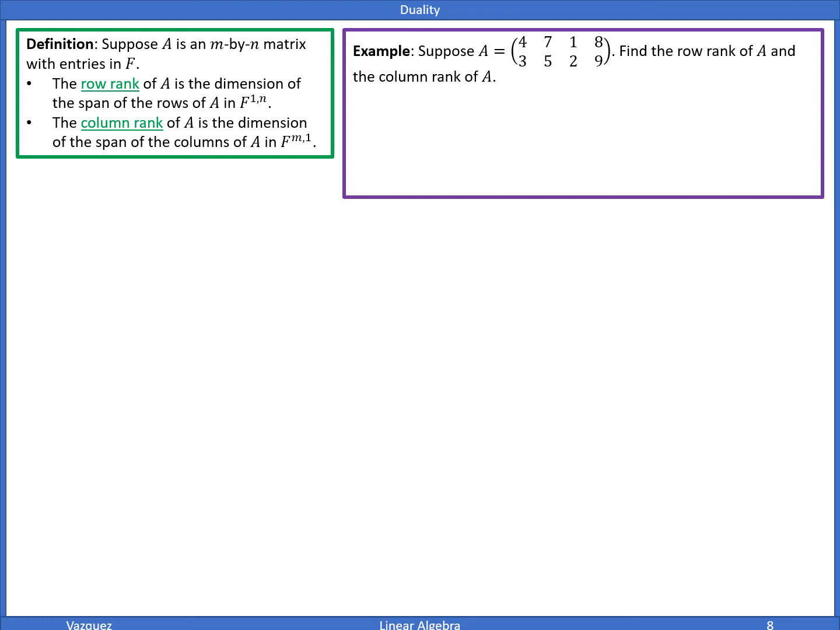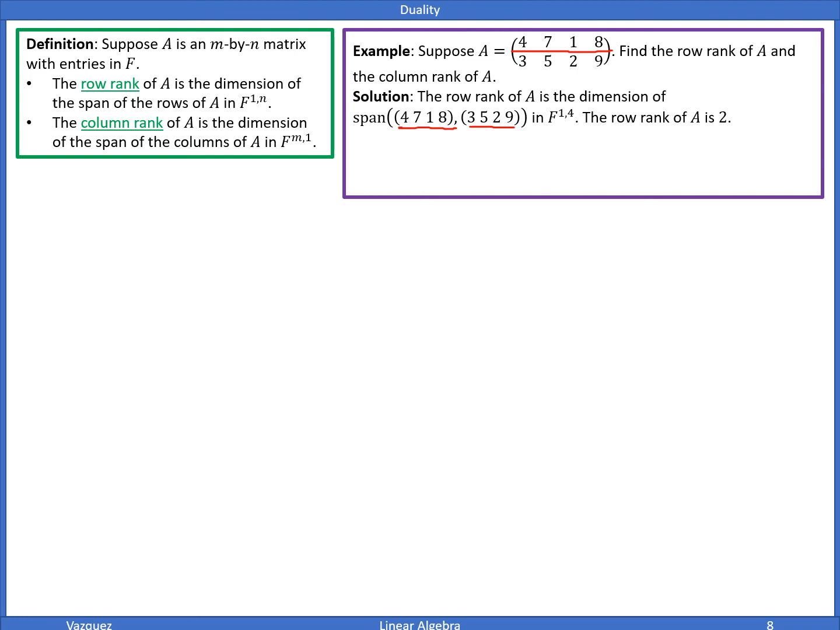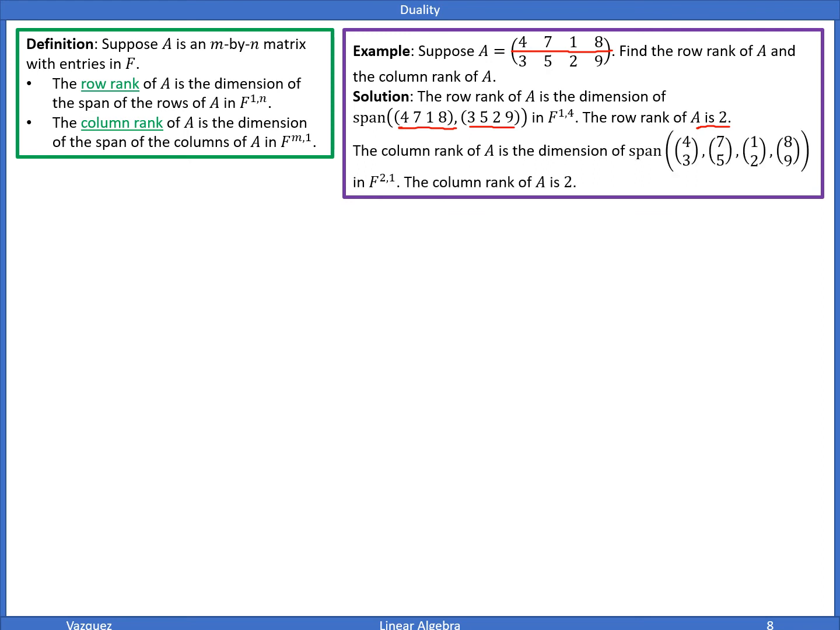Well, to find the row rank, just split up your rows, and those two vectors we see, 4 7 1 8 and 3 5 2 9, those are not multiples of each other, right? So they're independent. So the rank is 2 because those two vectors span a space of dimension 2. Now the columns: instead of splitting the rows, we split the columns.